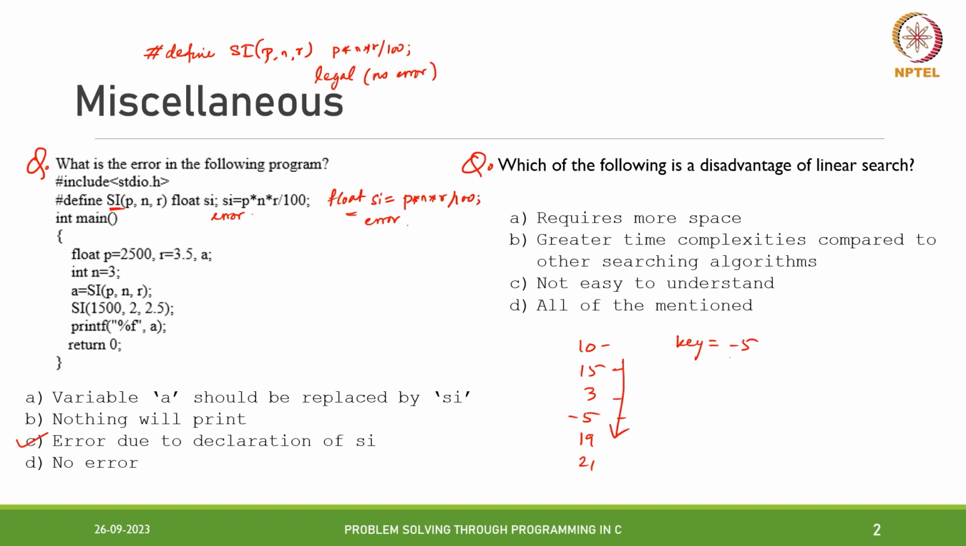So it traverses the array in order, either in ascending order or in descending order. It checks every value against the key, and wherever it finds the match, it will just inform you that yes, now I have found this particular key in the array. So that is the linear search. So what is the disadvantage of the linear search?